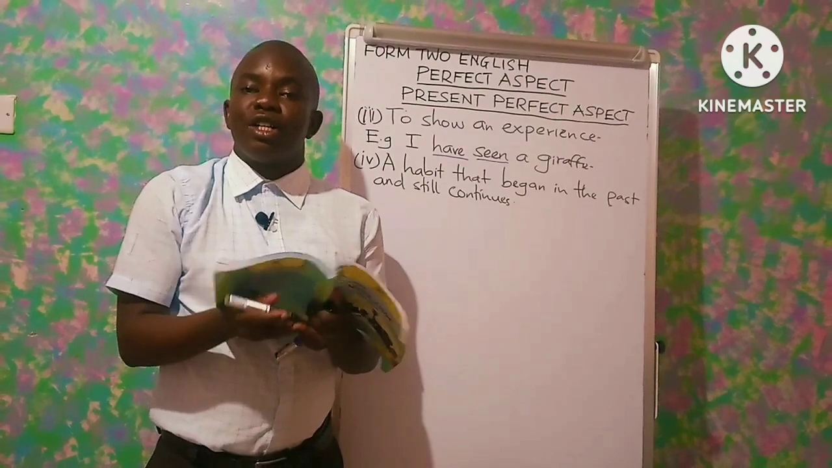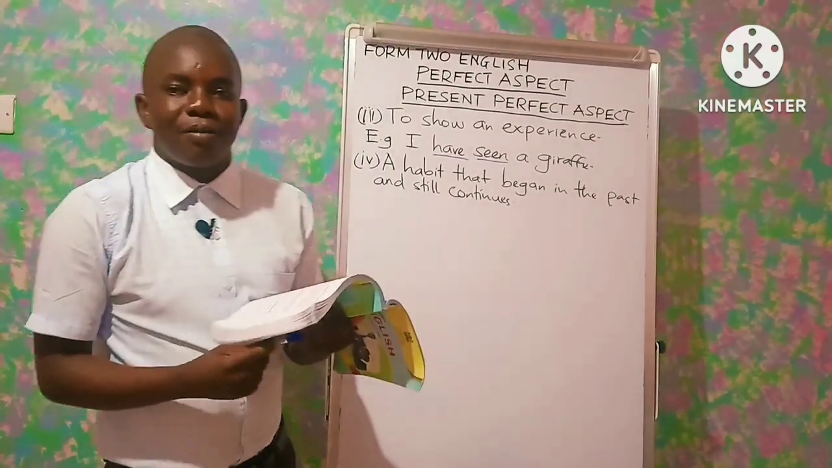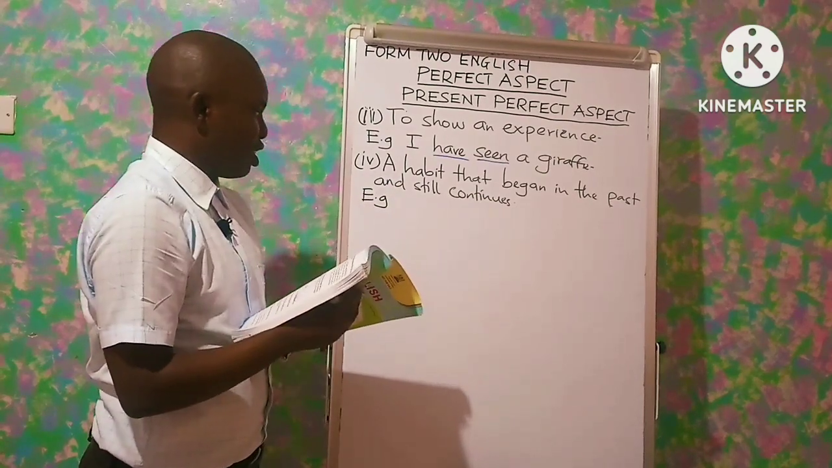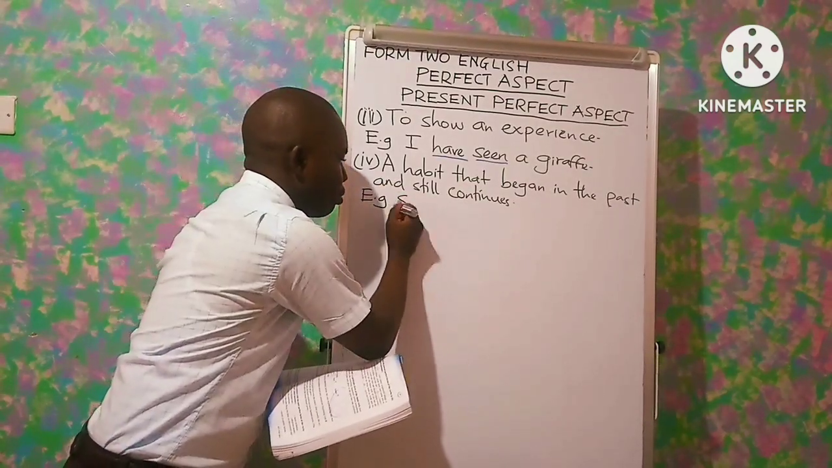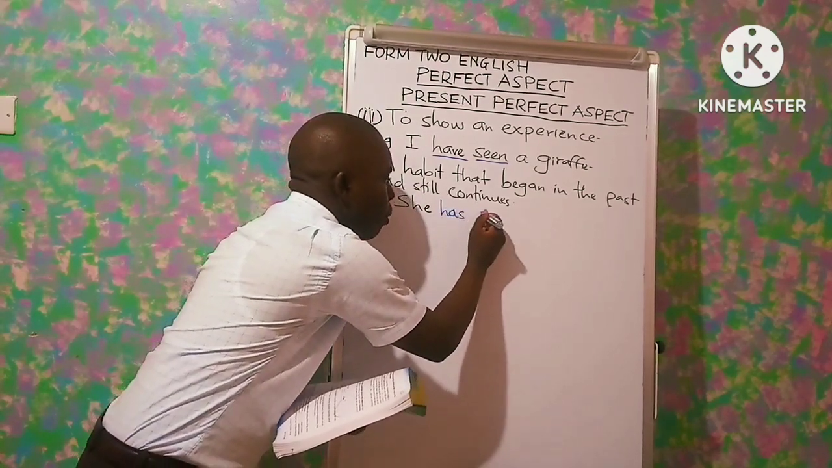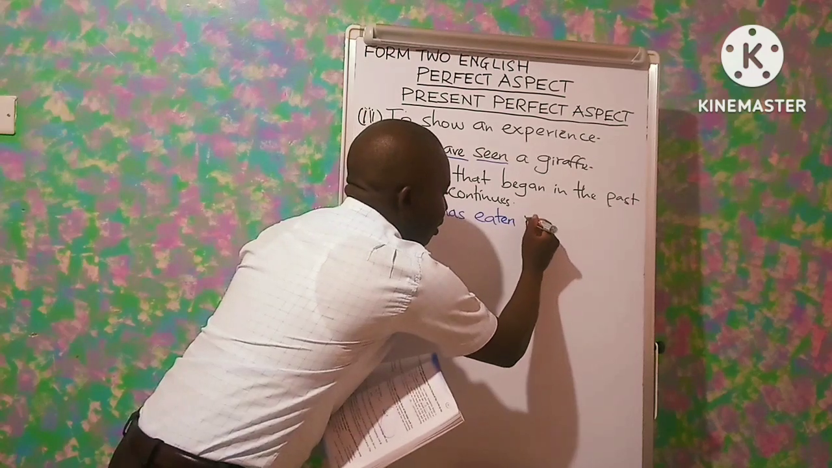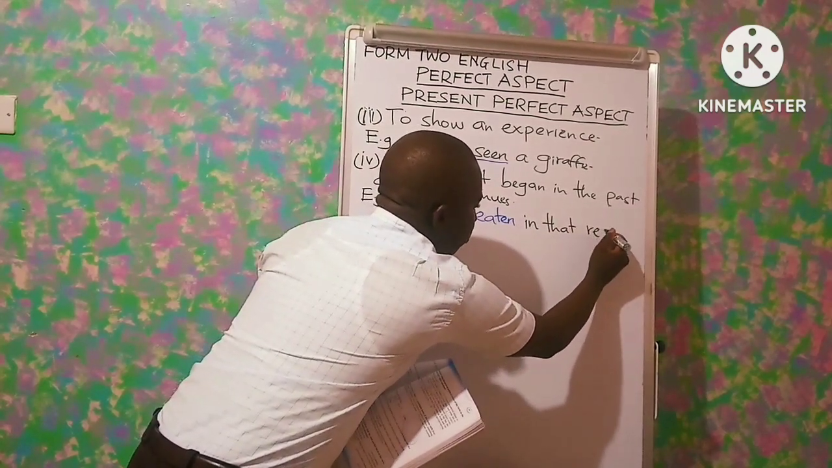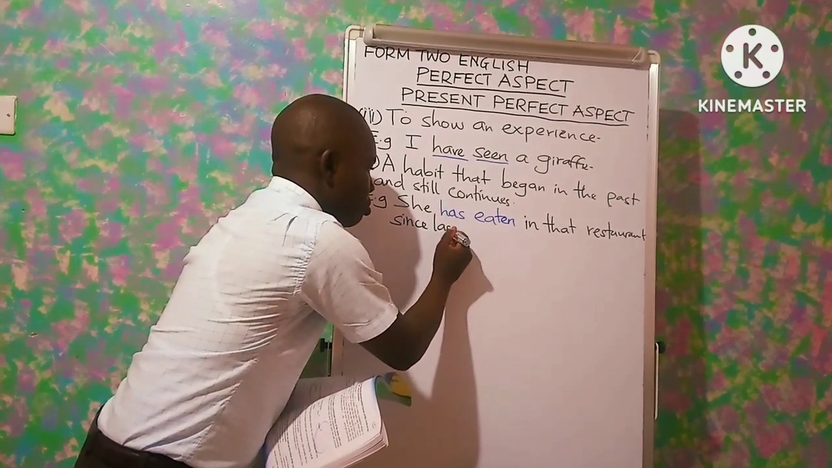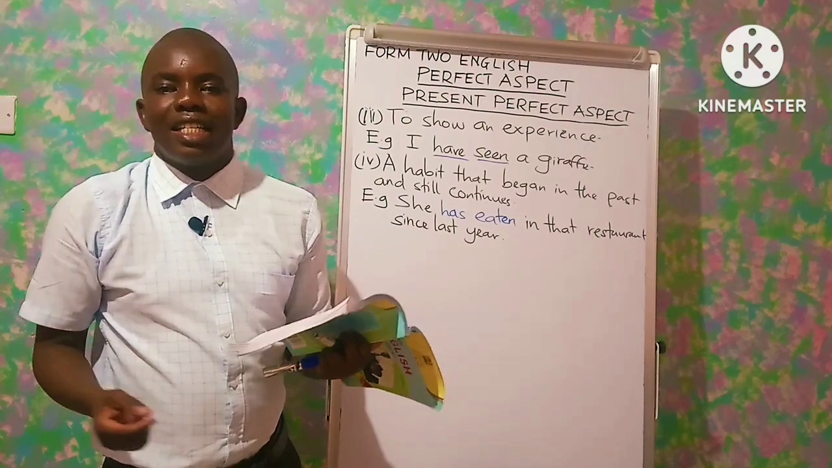Present perfect aspect is also used to show an action or a habit that began in the past and still continues. For example, she has eaten in that restaurant since last year.